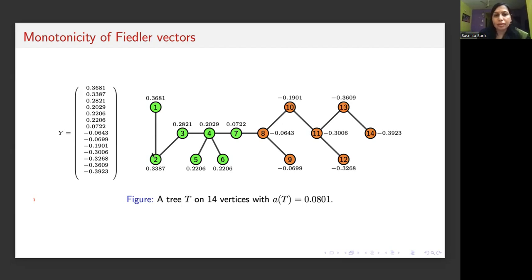I think I have made a mistake somewhere. These two entries I have made a mistake.